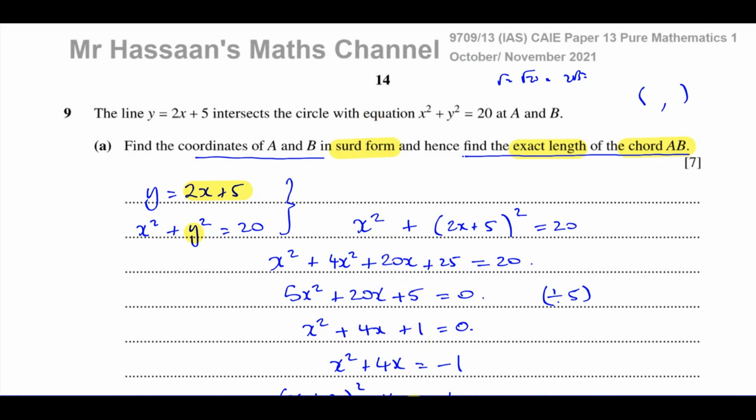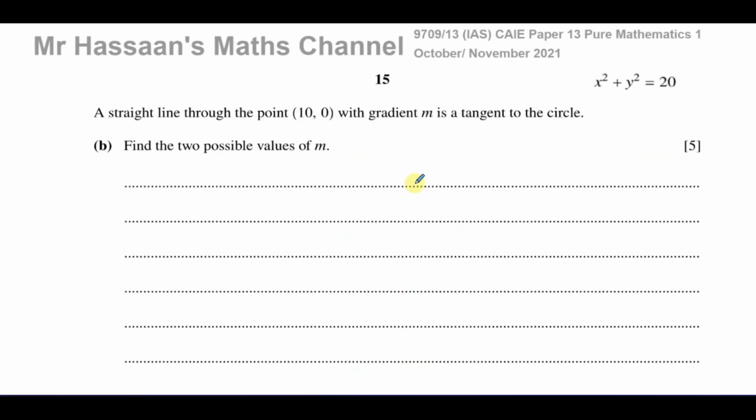Now to part B. It says, a straight line through the point 10, 0 with gradient m is a tangent to the circle. Find the 2 possible values of m. Now there are 2 ways to answer this question. One is like a visual way where you can avoid a lot of algebra, which I personally would, in this particular case, probably prefer doing. And the other one is a purely algebraic way. But just to give you an idea of what's happening, just so that we can picture what's happening.